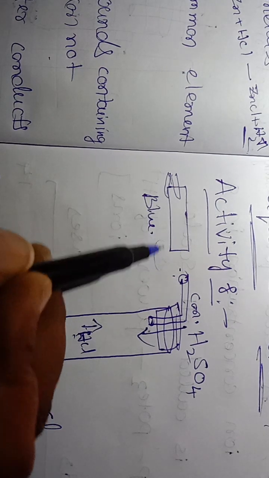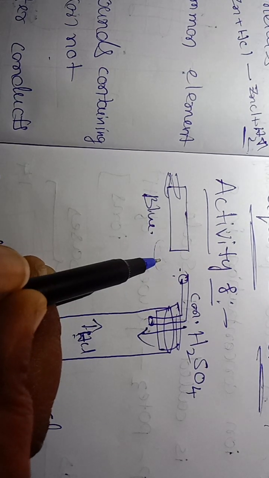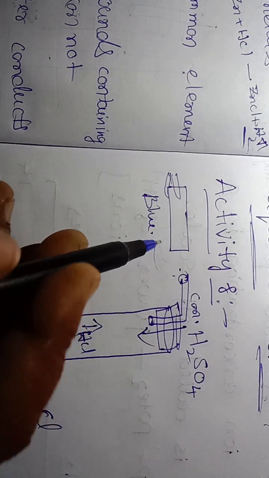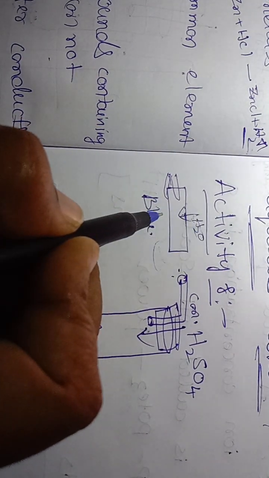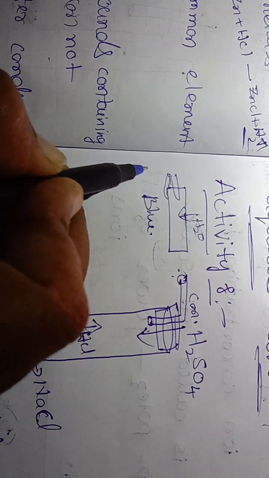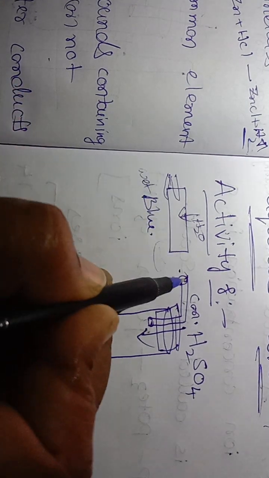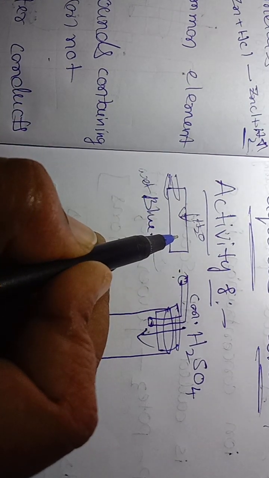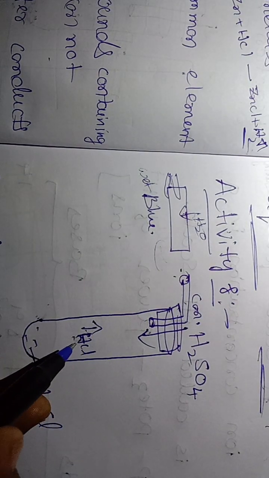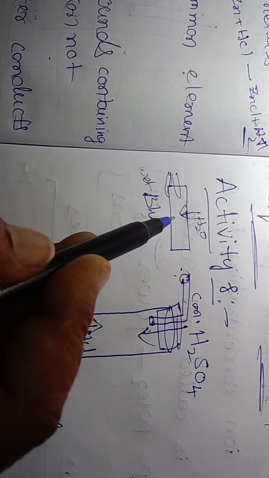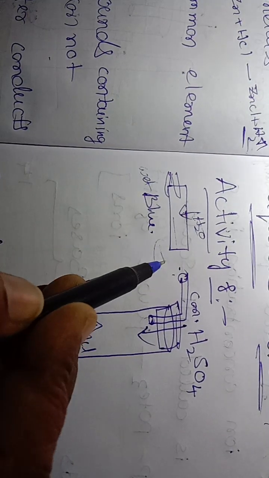In this situation, the blue litmus paper will not turn red. In the second case, I am adding water to the blue litmus paper. It is wet blue litmus paper now, so it turns red. In the first case, what we are getting here is dry hydrogen chloride, so that is the reason it is not turning blue litmus paper red.